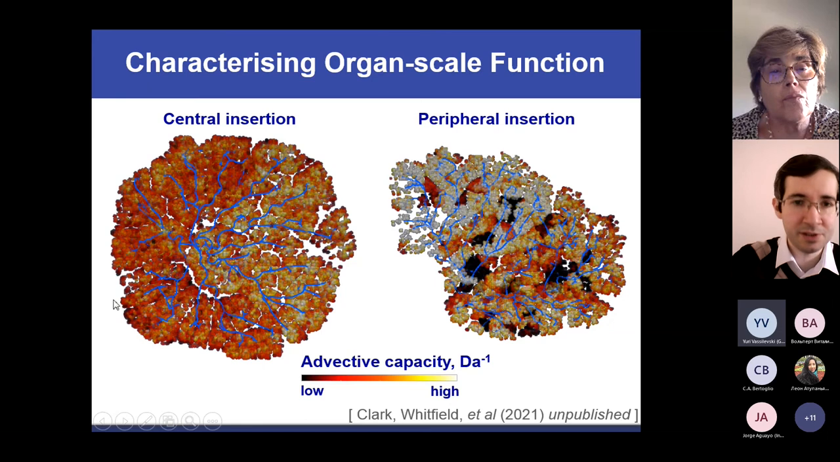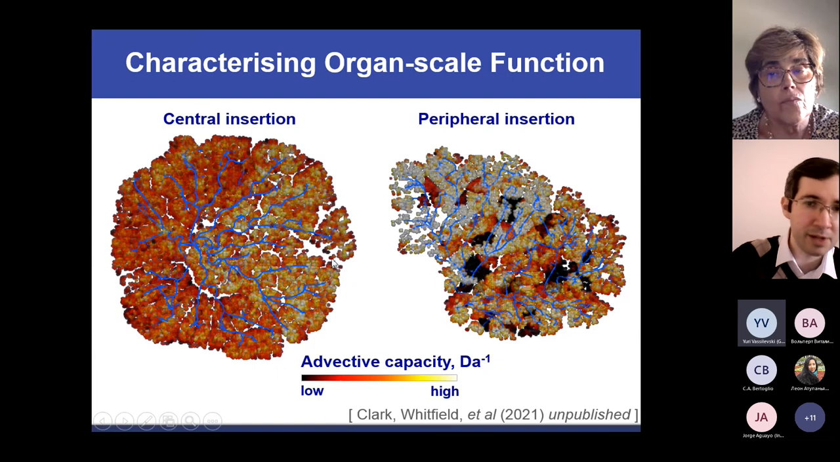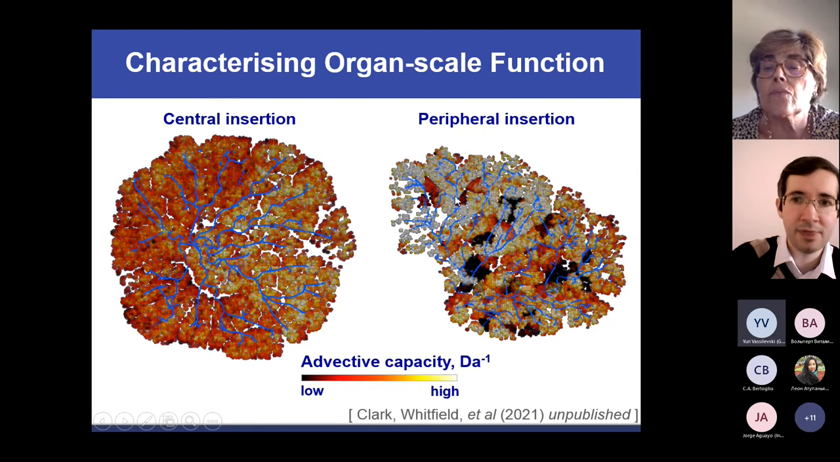And what you can immediately see here, that for the centrally inserted placenta, there is quite a uniform distribution. Each of these balls, you can also keep in mind, is effectively these tiny units, or even an average of a few of these units, or probably 100 of these small units. So you can see the sheer scale of the organ. And the heterogeneity is markedly pronounced in the peripheral insertion compared to the central insertion.